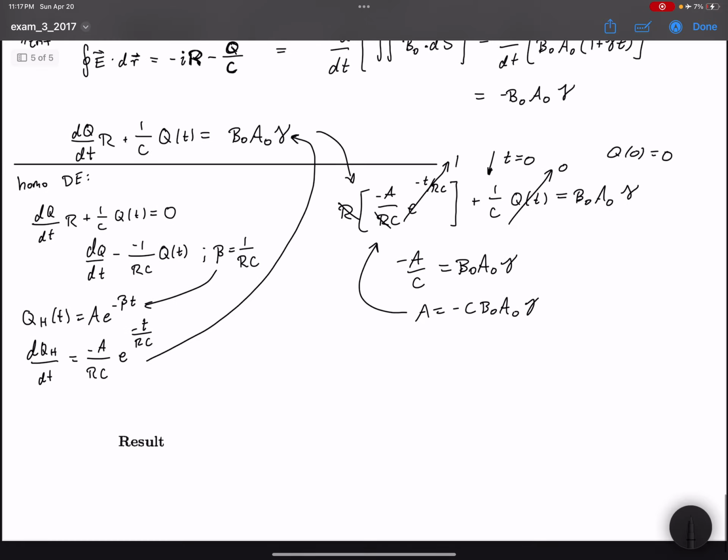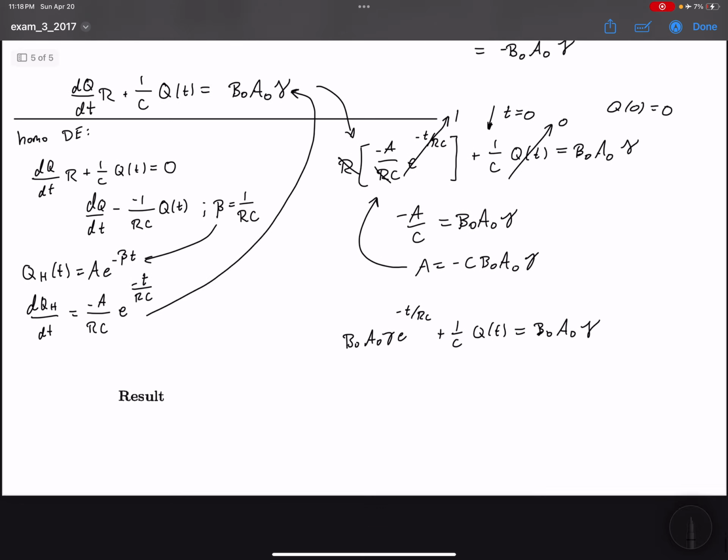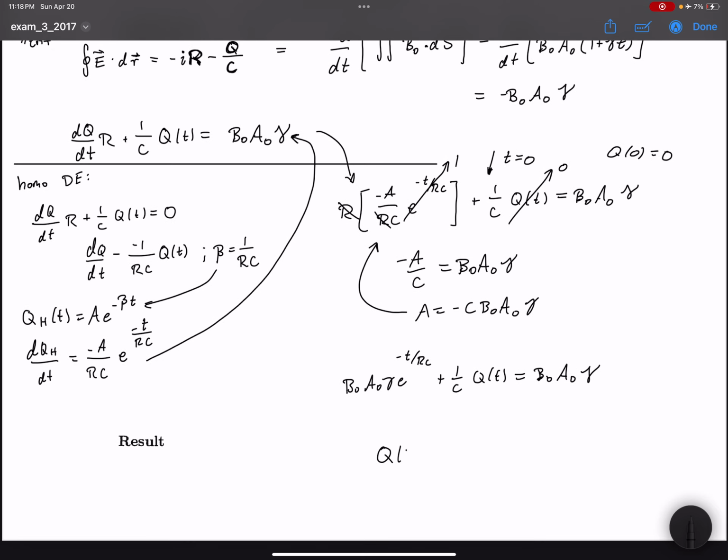And then we plug that back into this, and the C's cancel, so we have B naught A naught gamma e to the negative t over RC. Sorry, I forgot to write the gamma. Plus 1 over C Q of t equals B naught A naught gamma. Solve for Q of t, we get B naught A naught gamma minus B naught A naught gamma e to the negative t over RC. And that is our final answer.